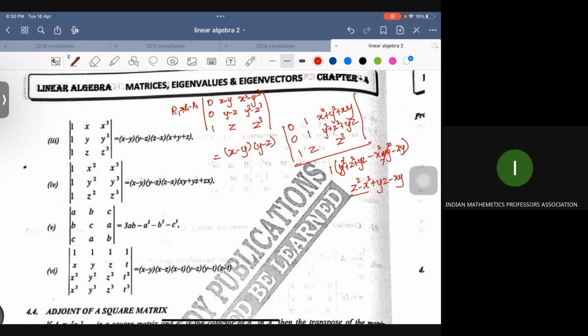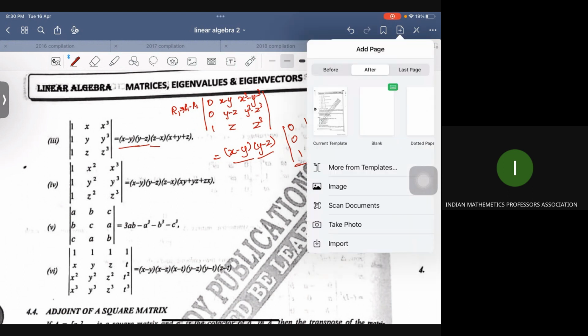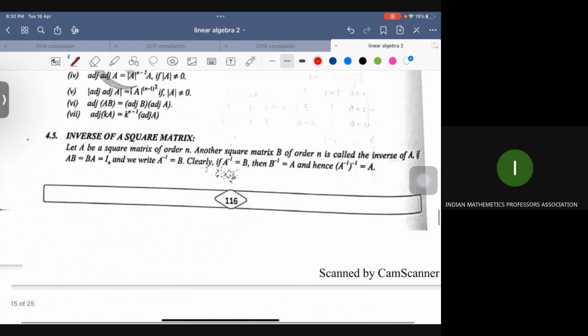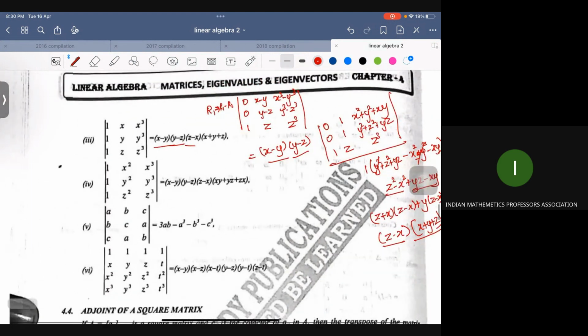Z square minus x square I am writing as z plus x into z minus x, and I am taking y out common from the other two terms, z minus x. So I am taking z minus x common, and I will get x plus y plus z. So the determinant of the matrix is x minus y into y minus z into z minus x into x plus y plus z. And the determinant of this matrix.